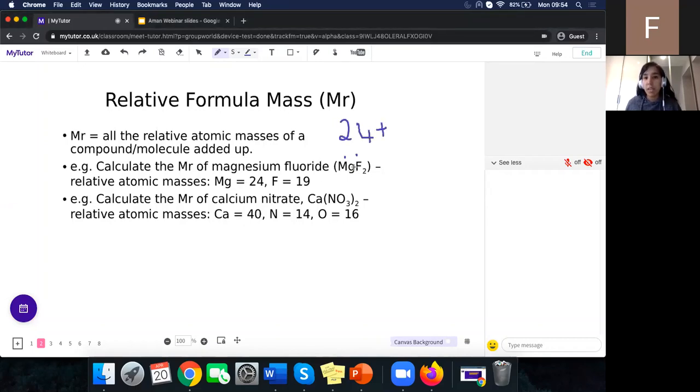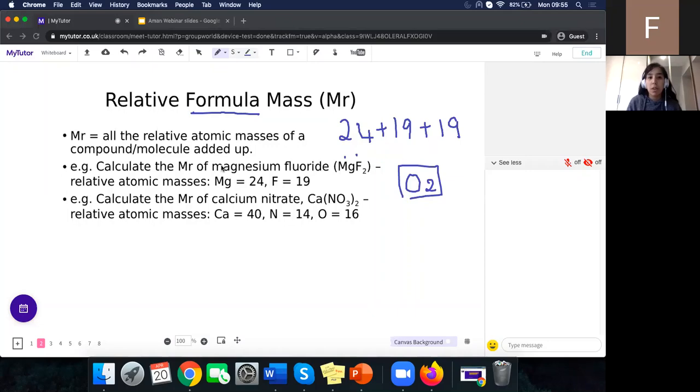Fluorine is 19, but there are 2 of them, so we do 19 plus 19. And as someone rightly said, the answer is 62. So well done. So that's the formula mass. So the way I think of it is it's a formula. If it's a compound, we've got a formula there. Don't forget, it could also be O2, because that's also technically a formula or a molecule. So well done everyone that's telling me 62.